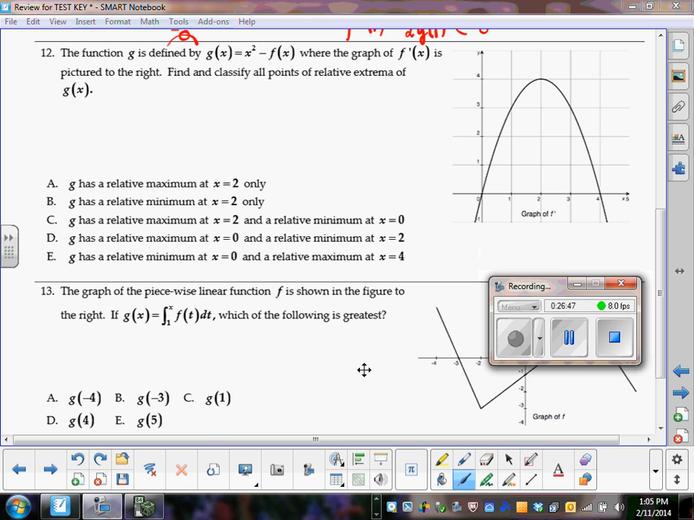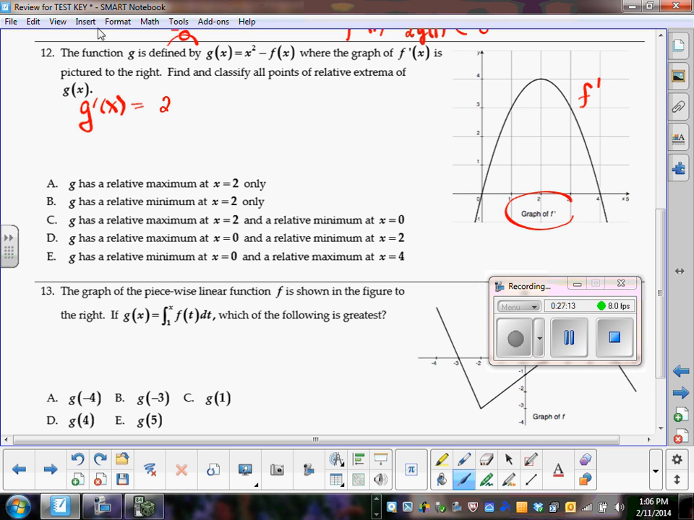Okay, last two questions. The function g is defined as x squared minus f of x. So g of x is x squared minus f of x, where the graph of f prime is shown. Find all the points for the relative extrema of g. So we need to do relative extrema for g, so we do g prime, which is 2x minus f prime of x. If we want this to equal 0, it means 2x minus f prime of x has to equal 0, which really means that f prime of x has to equal 2x.